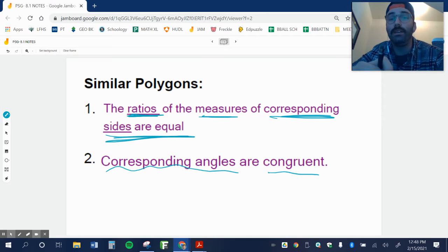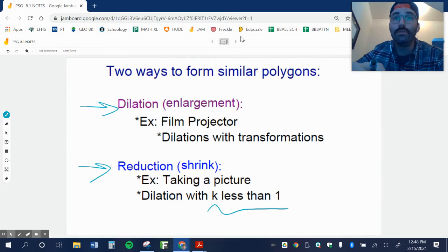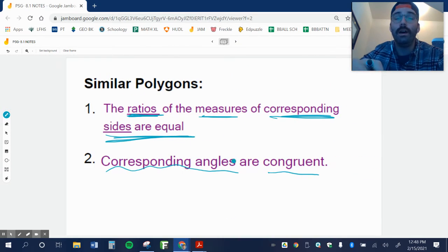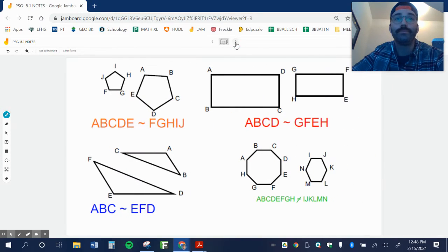So again, if I'm you, taking notes at home, I would make sure to write those facts down and these two as well. Make sure you get all that down. The ratio of the measures of the corresponding sides are equal and the corresponding angles are congruent. That's what makes similar polygons similar.